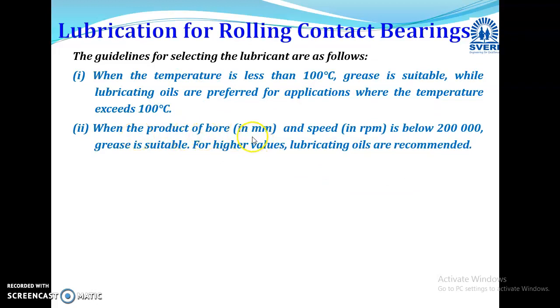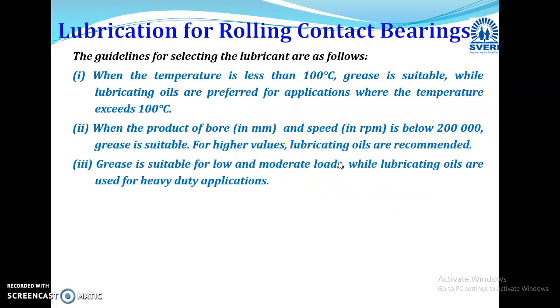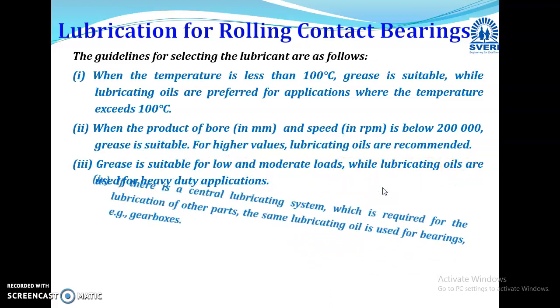When the product of bore diameter in millimeters and speed in RPM is below 2 lakhs, grease is suitable, and for higher values, lubricating oils are recommended. So this indicates, generally, for higher RPM, oil is suitable. For the lesser case, we can say grease is suitable. Grease is suitable for low and moderate loads, while lubricating oils are used for heavy duty applications.